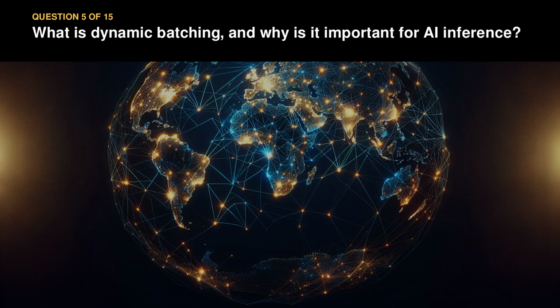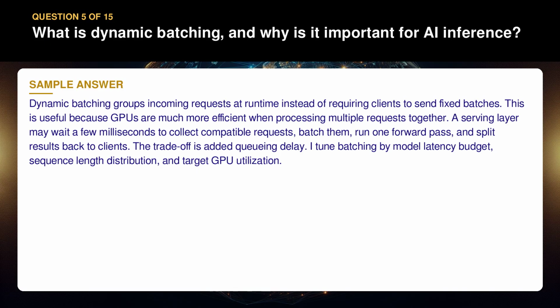Question 5. What is dynamic batching, and why is it important for AI inference? Dynamic batching groups incoming requests at runtime, instead of requiring clients to send fixed batches. This is useful because GPUs are much more efficient when processing multiple requests together. A serving layer may wait a few milliseconds to collect compatible requests, batch them, run one forward pass, and split results back to clients. The trade-off is added queuing delay.